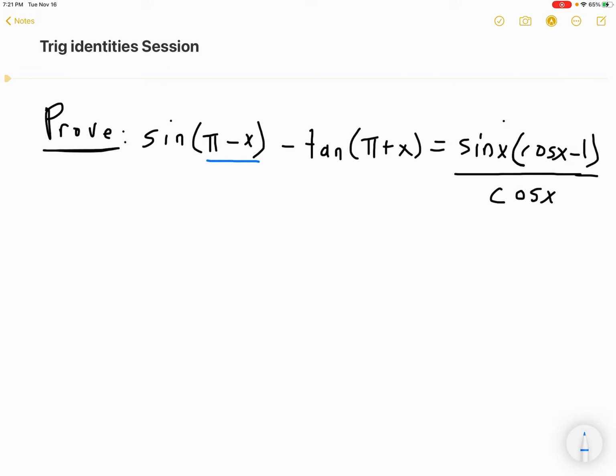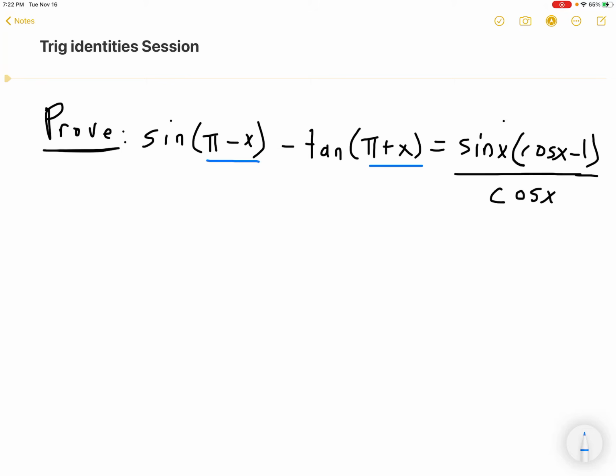The other thing I want to point out is whenever you see functions in brackets, like sine pi minus x minus tan pi plus x, usually this is an indicator that we're looking at a form of identity that can be expanded and used. So what I'm going to do first is look at our formula sheet and see if this does in fact belong to an identity. And when we do that, we actually see that both of them do.